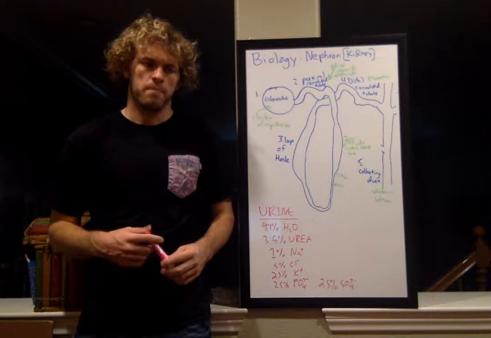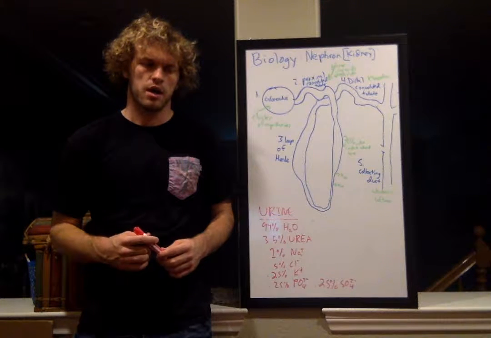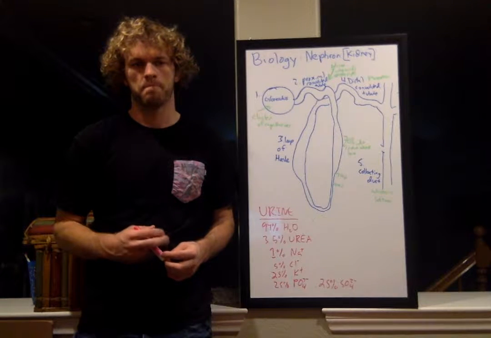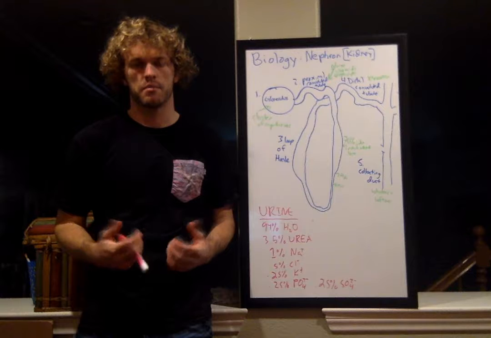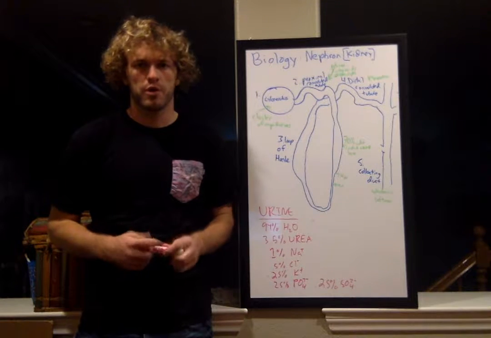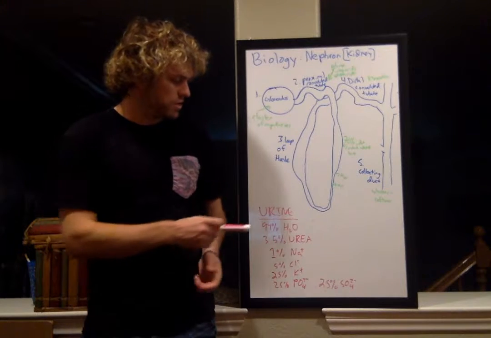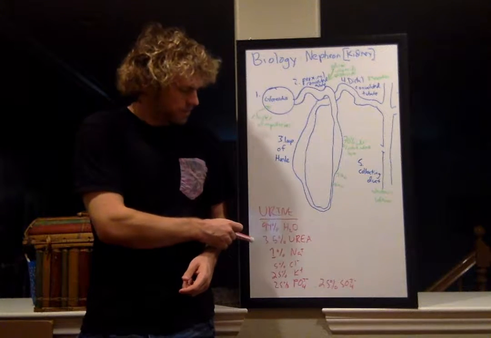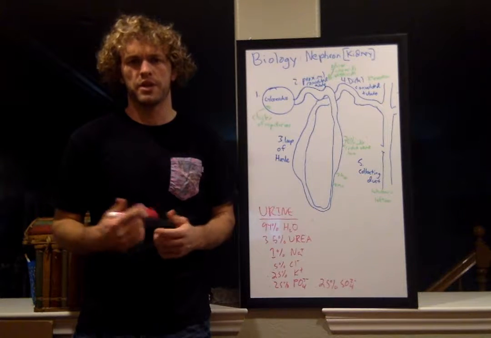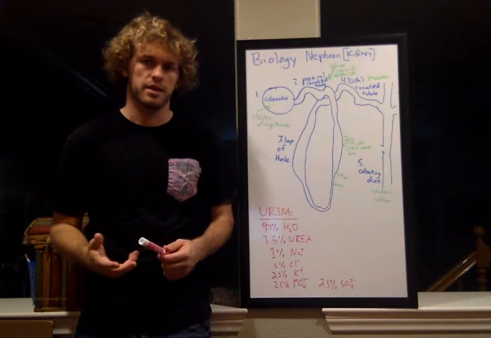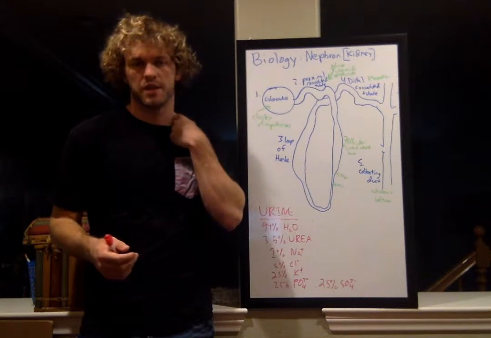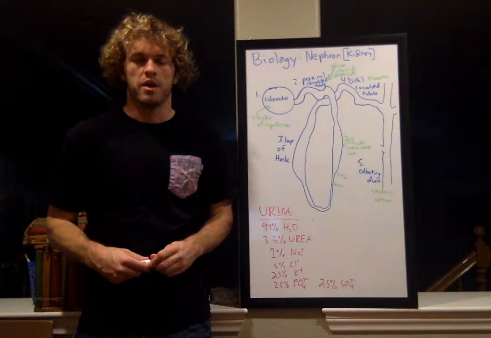Okay, so in order to understand this whole process of certain blood constituents being filtered out, it's important to understand the composition of our urine. So our urine is made up of 94% water, 3.5% urea, and the remainder is electrolytes and metabolites. Okay, so that'd be like sodium, chloride, sulfates, phosphates, and creatine, and whatever else.